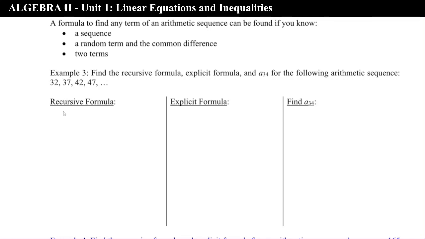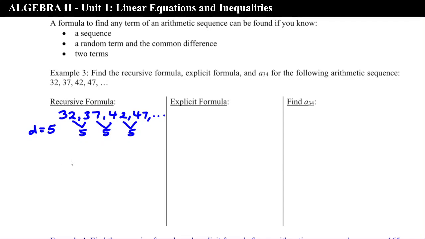Okay, so we're going to start with the recursive formula when we have a sequence. So our sequence is 32, 37, 42, and 47, and it goes on from there. Well, the first thing we need to do is find out what our common difference is. Okay, and I'm just going to notate that as d. Well, let's see if we have a common difference. 37 minus 32 gives us 5. 42 minus 37 gives us 5. 47 minus 42 gives us 5. So it does appear with the sequence that's given that we do have a common difference, and that common difference is indeed 5.